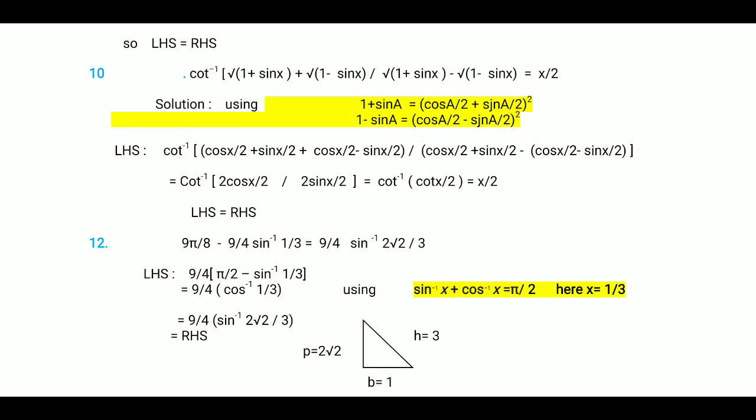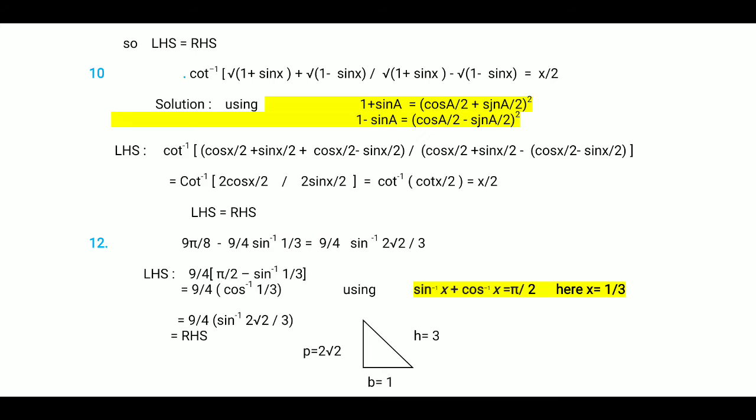Now we know the formula sin inverse x plus cos inverse x is equal to pi by 2, and here in place of x there is 1 by 3. It means sin inverse 1 by 3 plus cos inverse 1 by 3 is equal to pi by 2. From this we get pi by 2 minus sin inverse 1 by 3 is equal to cos inverse 1 by 3. So it becomes 9 by 4 cos inverse 1 by 3.